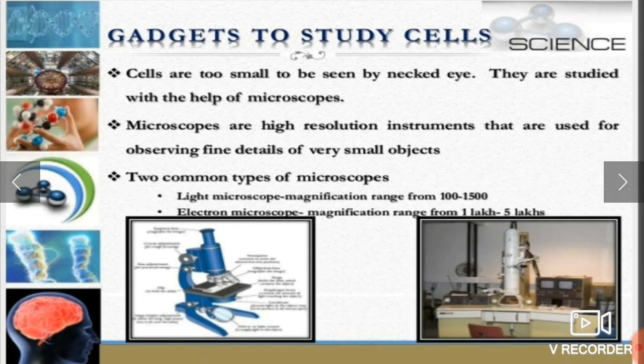And the next one is gadgets to study the cell. I want to ask you something: can we view the cell with our naked eye? No, we can't. We need microscopes to view it. They are the special gadgets which we use to view the cells. Microscopes are also differentiated into two types: the light microscope and the electron microscope.